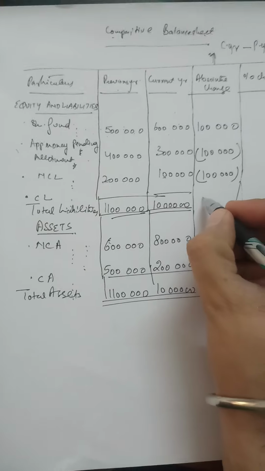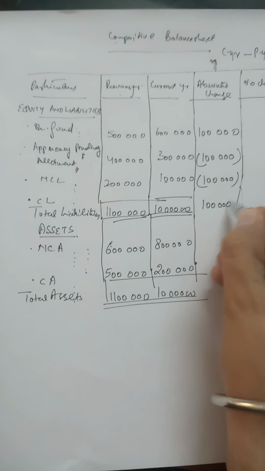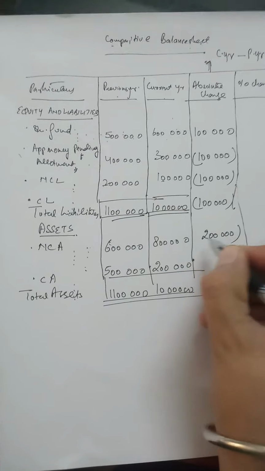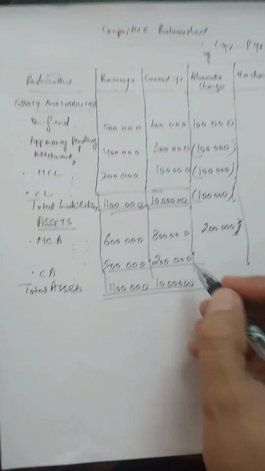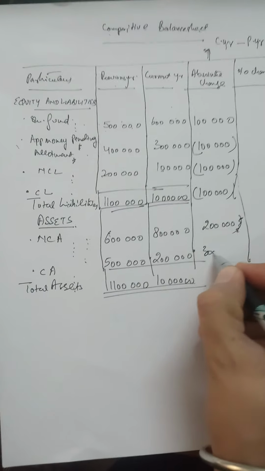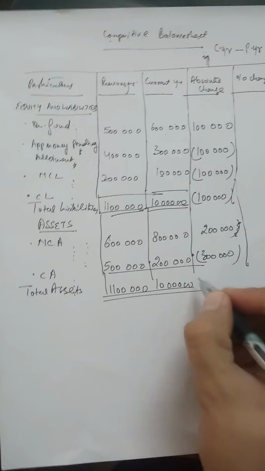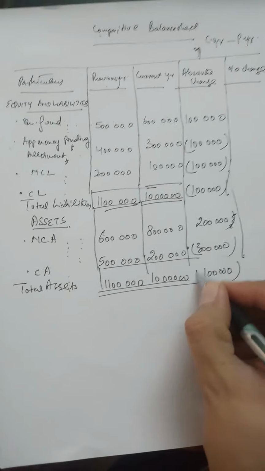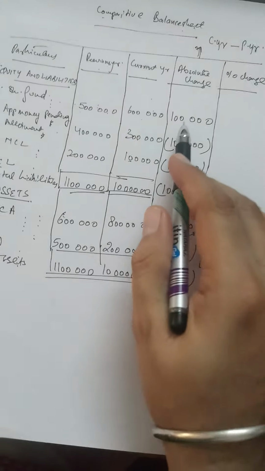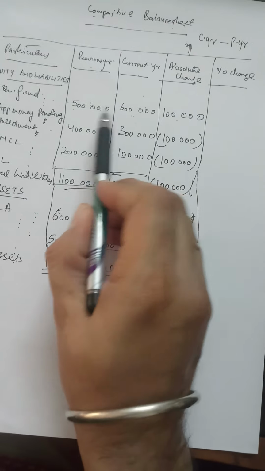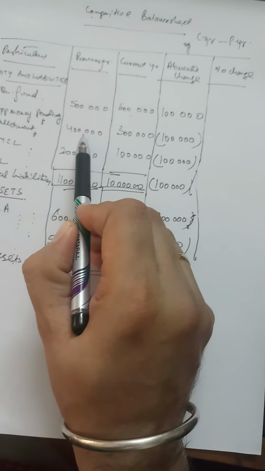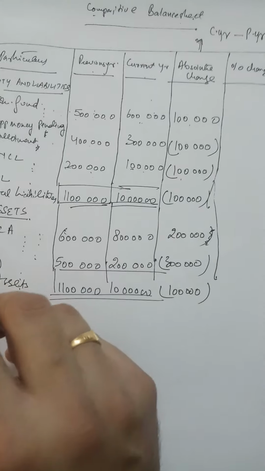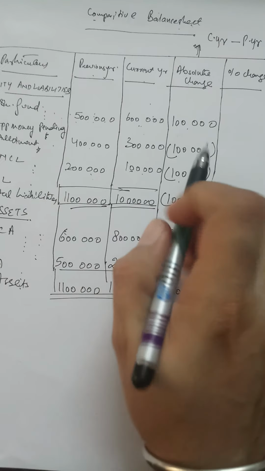10 lakh minus 11 lakh, 1 lakh. 8 minus 6 lakh, 2 lakh. Oh, it's a positive item. 2 minus 5, 3 lakh. 10 minus 11, 1 lakh. Negative item. So this is how we calculate absolute change. 6 minus 5, 3 minus 4, 1 minus 2, 1 lakh. I have discussed in my previous video how to calculate absolute change.